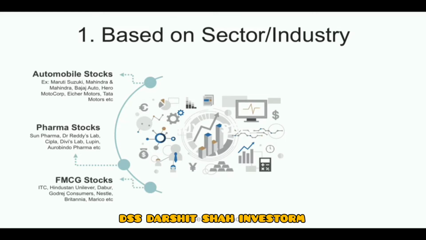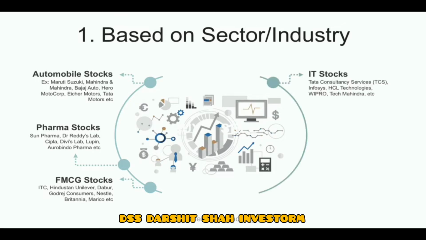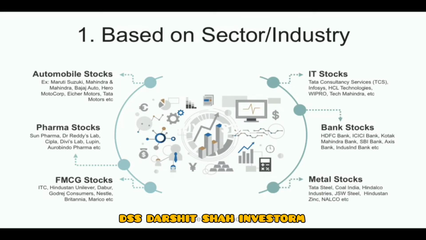Now if you move forward, stocks can also be classified as FMCG stocks, that is fast moving consumer goods stocks. A few examples of companies in this industry are ITC, Hindustan Unilever, Dabur, Godrej Consumers, Nestle, Britannia, Marico, etc. Similarly, based on sector and industry, the companies can also be classified into IT stocks, bank stocks, metal stocks. A few other categories can be power and energy, petroleum, oil and gas, utilities, etc. So this is the easiest way how you classify a company.